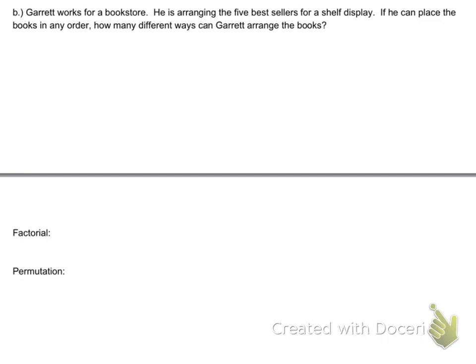If he can place the books in any order, how many different ways can Garrett arrange the books? It's 120. Interesting, because we have these 5 spots on our shelf: 1, 2, 3, 4, 5. And I'm going to place a book down. Does it matter where I place the book? So, just to make things easier for us, we're going to stack that book at the far left.